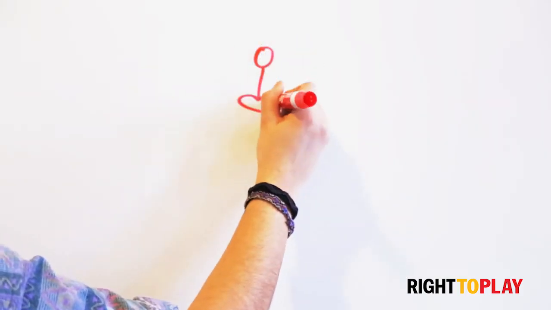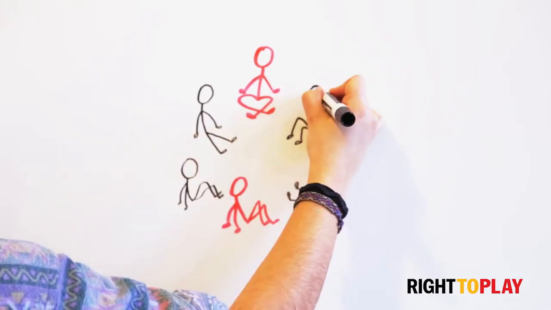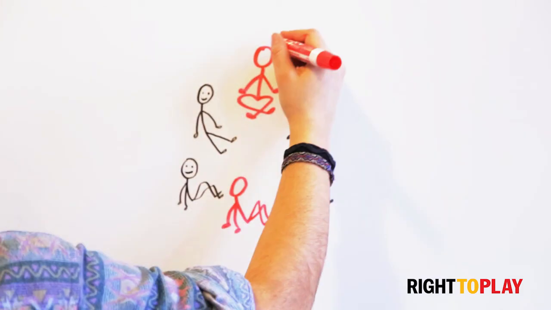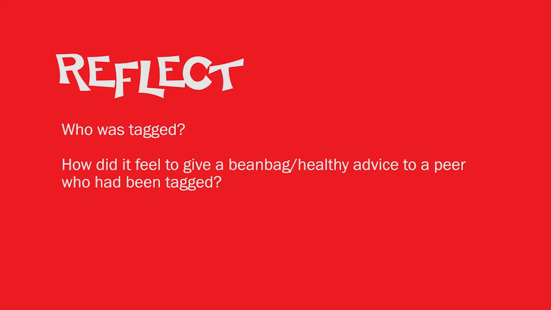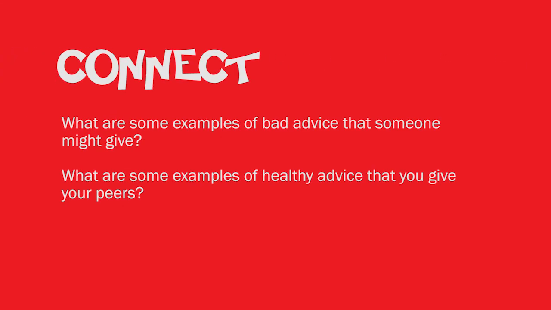To conclude the game, have participants regroup and sit down in a circle with you. Start the discussion by asking the reflect questions one at a time. Reflect questions allow participants to talk about their experience playing the game. Next, ask the connect questions one at a time. Connect questions provide an opportunity for participants to connect what they played in the game to real-life experiences.